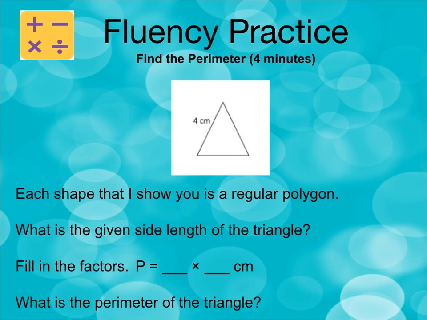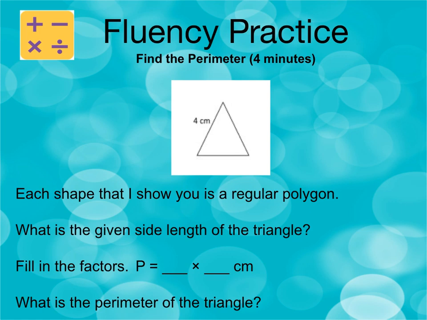Hey boys and girls, now we're going to review perimeter. Each shape that I show you is a regular polygon. What is the given side length of the triangle? Fill in the factors. P is equal to blank times blank. What is the perimeter of my triangle?